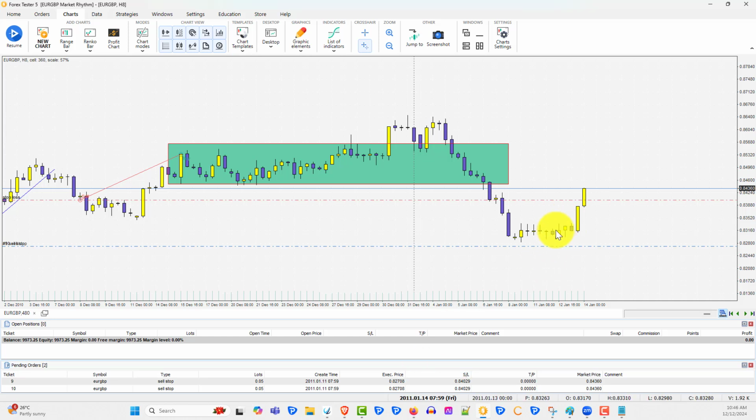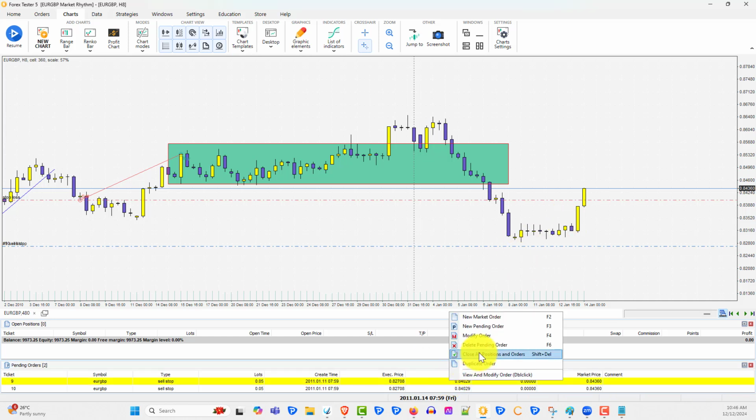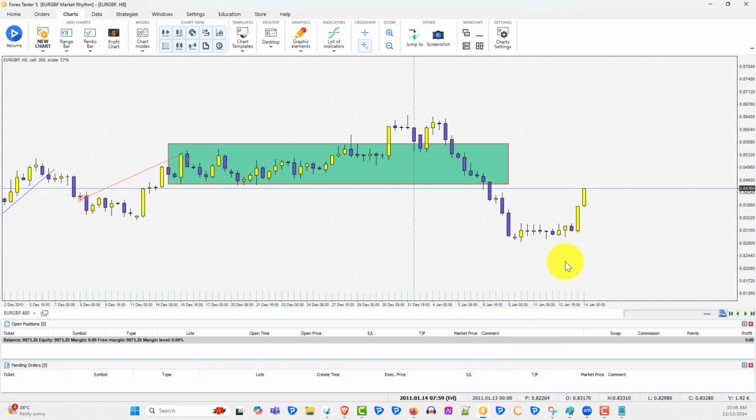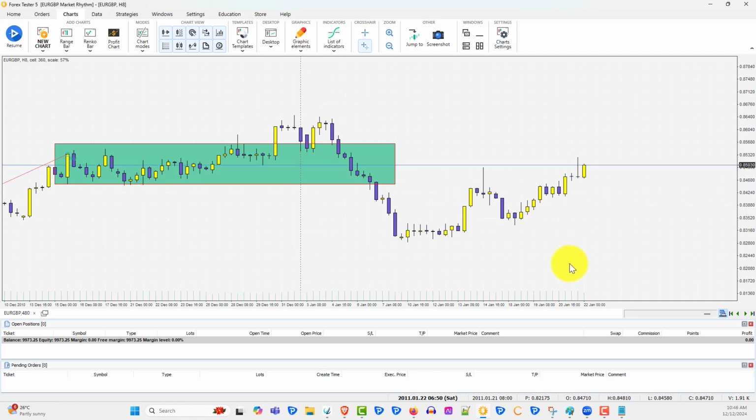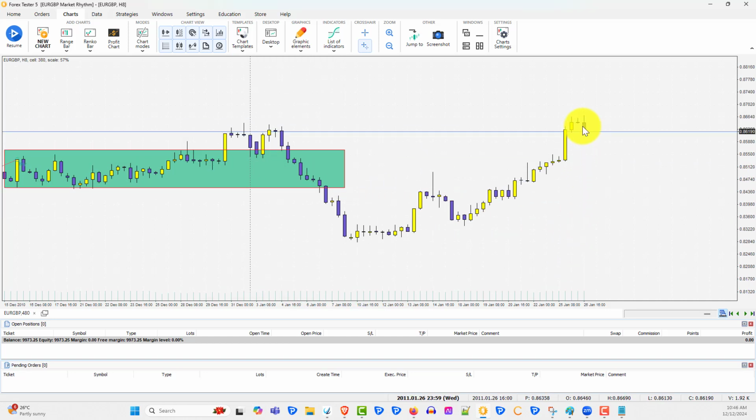Okay, all right. So that's why I use sell stops. You avoid a lot of losing trades if you do that, right? We're probably just sideways now. Maybe an uptrend.